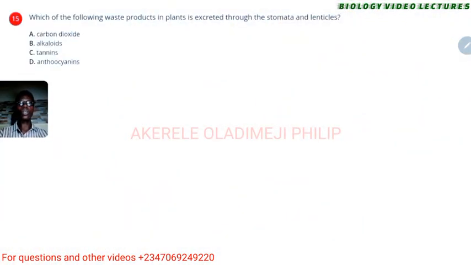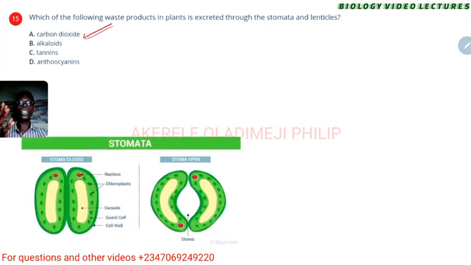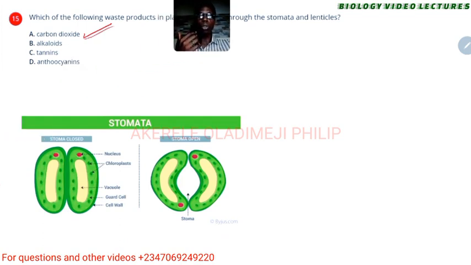Now it says here, which of the following waste products in plants is excreted through the stomata and lenticels? Carbon dioxide, alkaloids, tannins, anthocyanins. The answer is carbon dioxide. Some of these are actually waste products really, but stomata and lenticels are holes through which gases go in and out.